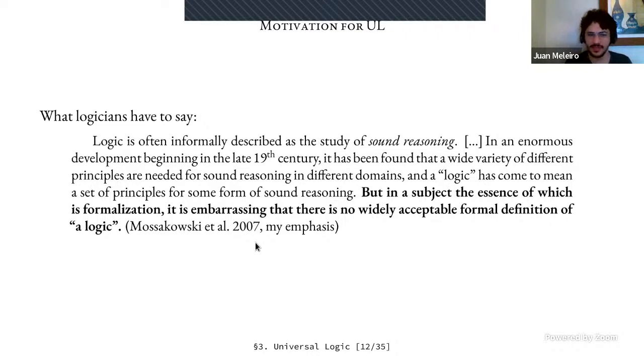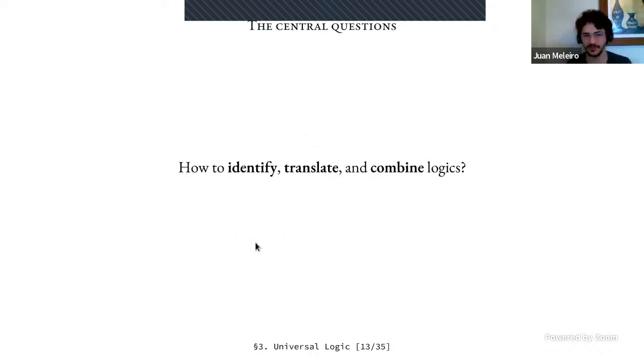I'm not trying to argue this is true or that if you are a logician, you should agree with this. I'm just illustrating for those who don't know what universal logic is. What is the motivation? There is a huge variety of logical systems that have arisen in recent decades. Logicians like to organize things. So universal logic is the effort to organize logics in a formal framework, in a way to make that clearer. Anyway, these are the main questions of universal logic: how to identify, translate, and combine logics.